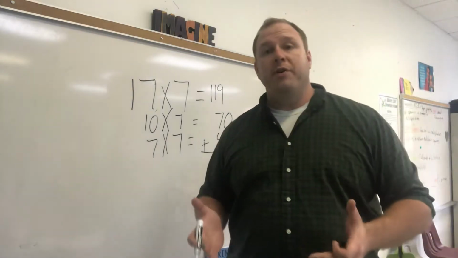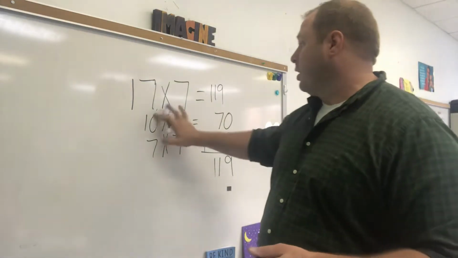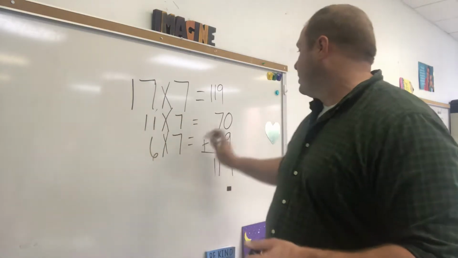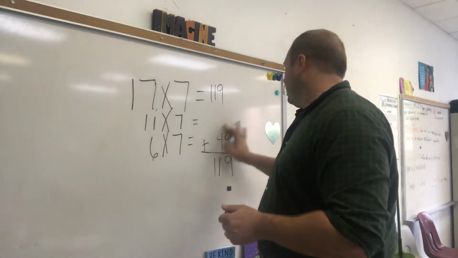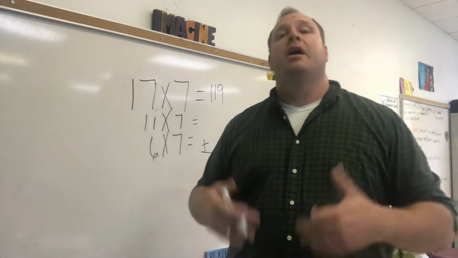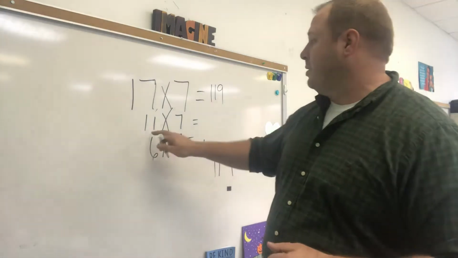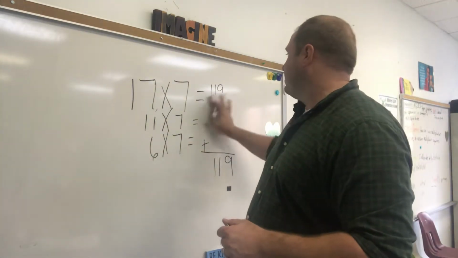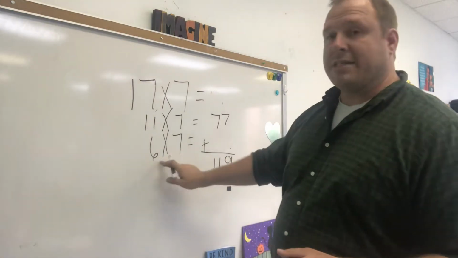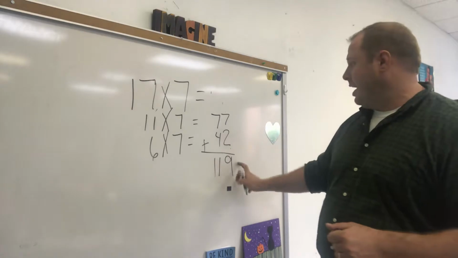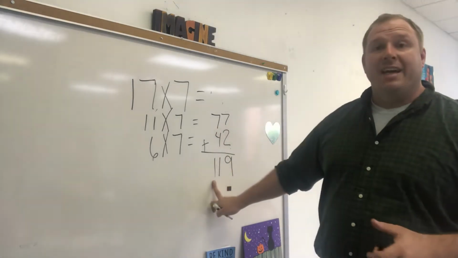Now, could we have used different numbers for this to work? Could we have used 11 and 6? Well, let's take a look. 6 plus 11 equals 17? Yes, it does. So let's see what happens. What's 11 times 7? 77. And what's 6 times 7? 42. Let's add it up. 7 plus 2 is 9. 7 plus 4 is 11.